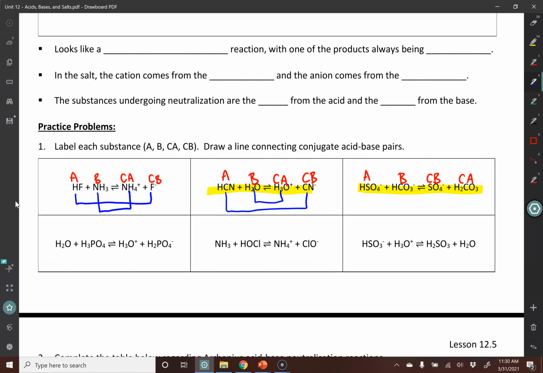There we go. Last one, I think this one's a little bit more complicated since you've potentially got two substances that can behave as acids and bases. We've got HSO4- donating, so it's behaving as an acid. HCO3- accepting, so it's behaving as a base. And the opposite is true on the product side of the equation. We've got sulfate accepting a proton, so it's behaving as a conjugate base. And carbonic acid, H2CO3, is donating a proton, so it's behaving as our conjugate acid. We always pair them up, acid with conjugate base, base with conjugate acid. And that's all there is to it. So hopefully that makes sense.